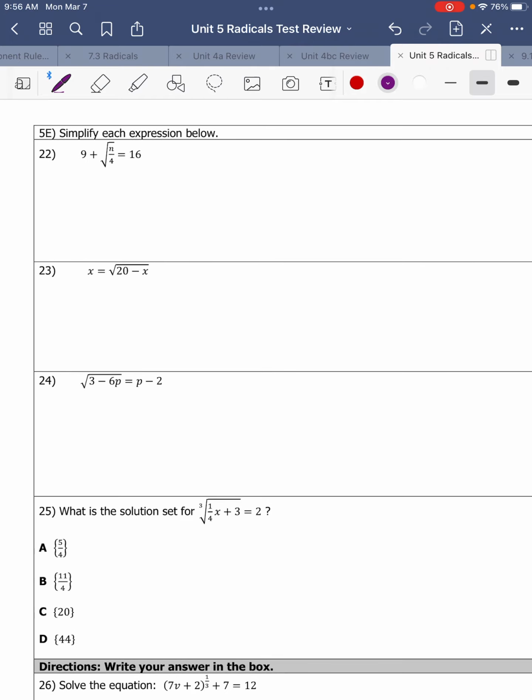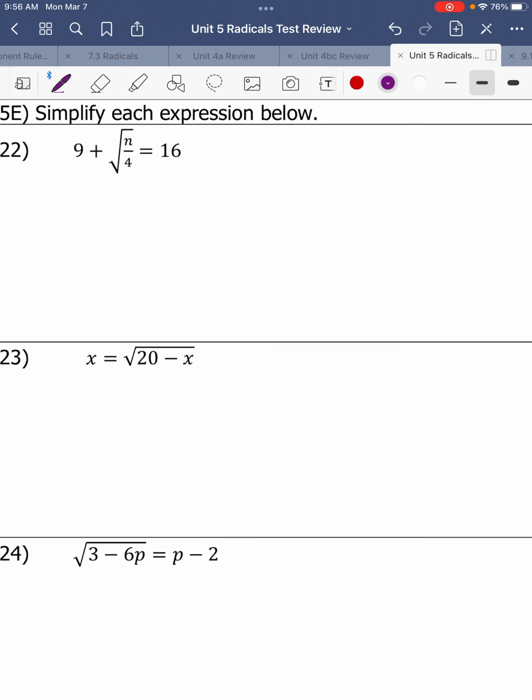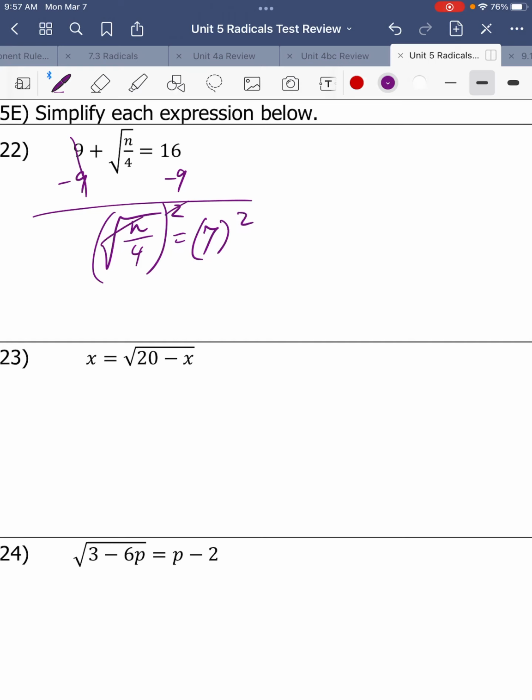All right, on the back, we have radicals. We are solving. The first step is to isolate the radical. We got to get the radical by itself. So we got to subtract 9, and you get 7. We're now going to undo the radical by squaring.